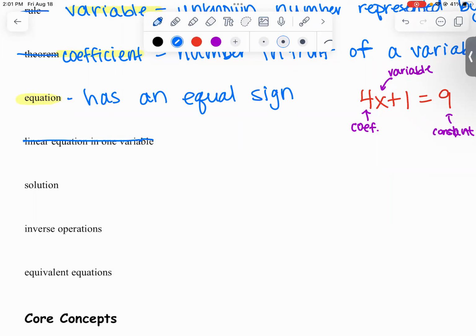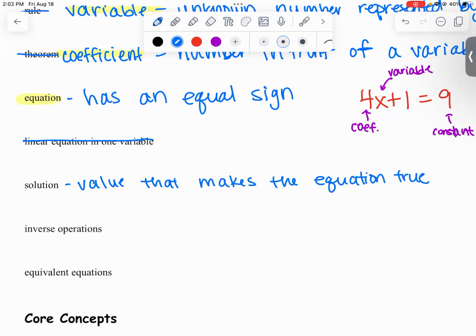Now, we are going to be solving equations in this chapter. And when I ask you to solve an equation, I'm going to ask you to find the solution. Solution is just a fancy word for what? Answer. A solution is a value that makes the equation true.